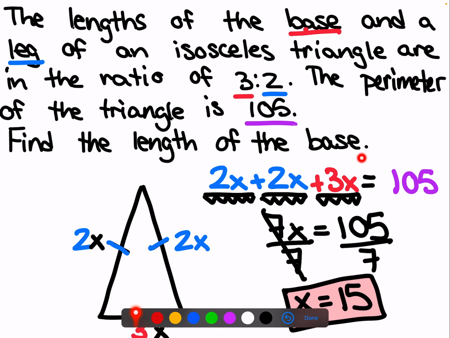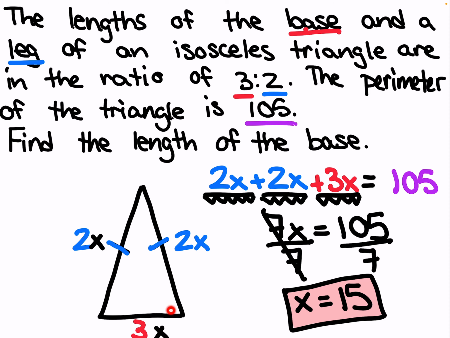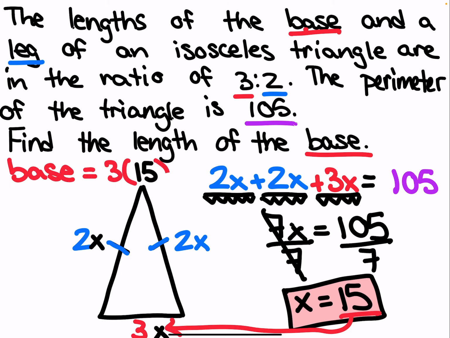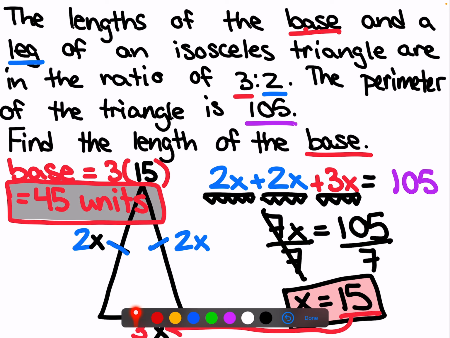Again, we're trying to find the length of the base. So I plug it back into the base of my triangle, which is 3x, which will give me 3 times 15, which is 45 units. So our answer for the length of the base is 45 units.